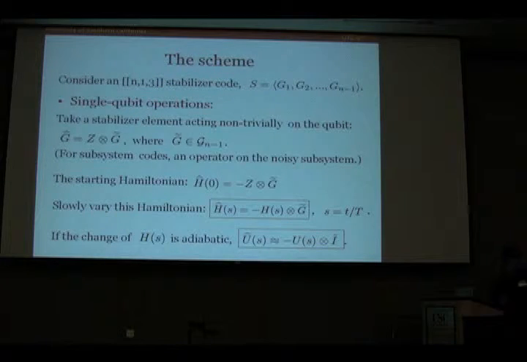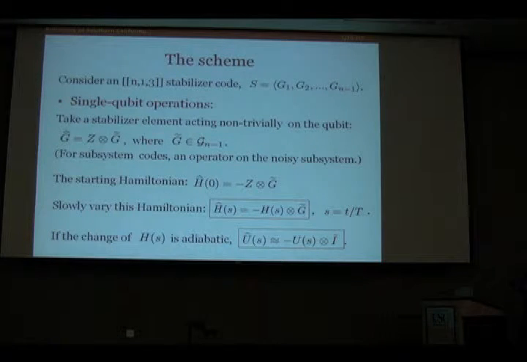So the idea is the following. Let's imagine that we're given an [[N,1,3]] code. We're going to use as a starting Hamiltonian some element of the stabilizer. If we want to implement a single qubit operation on, say, the first qubit without loss of generality, we will take some element which acts non-trivially on that qubit, and we will assume that it has this form up to some transformation on the first qubit.